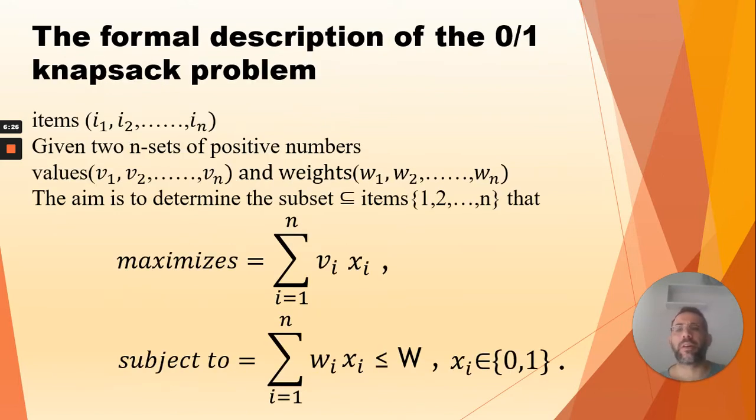Okay, here is the formal description of the 0-1 knapsack problem. We have a group of items. Every item has value and weight, and our goal is to select some items with maximum total value without exceeding the capacity of the knapsack, and with the condition that every item is either taken or left.